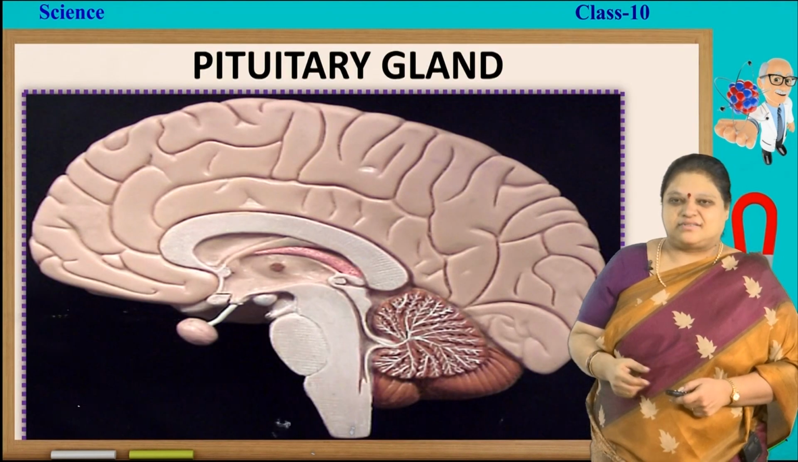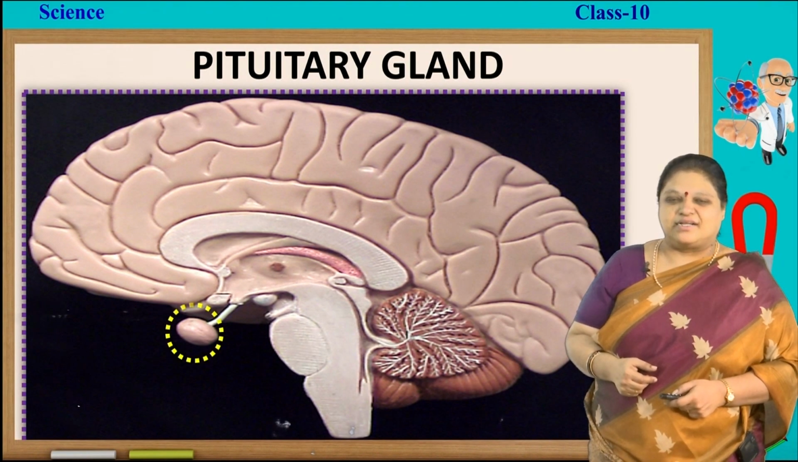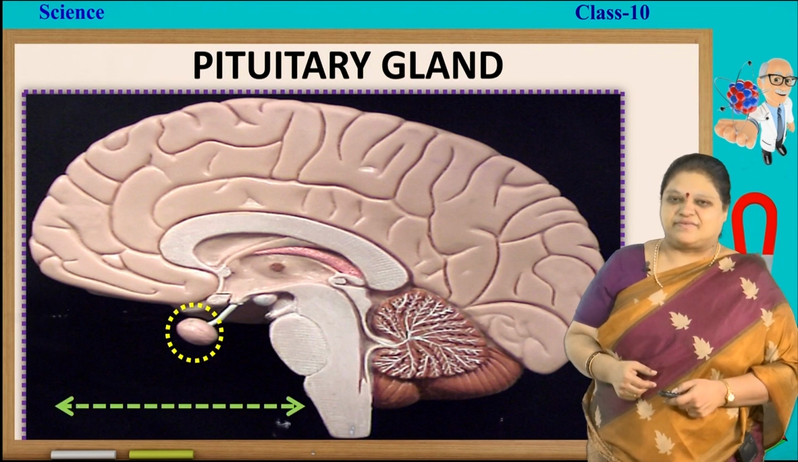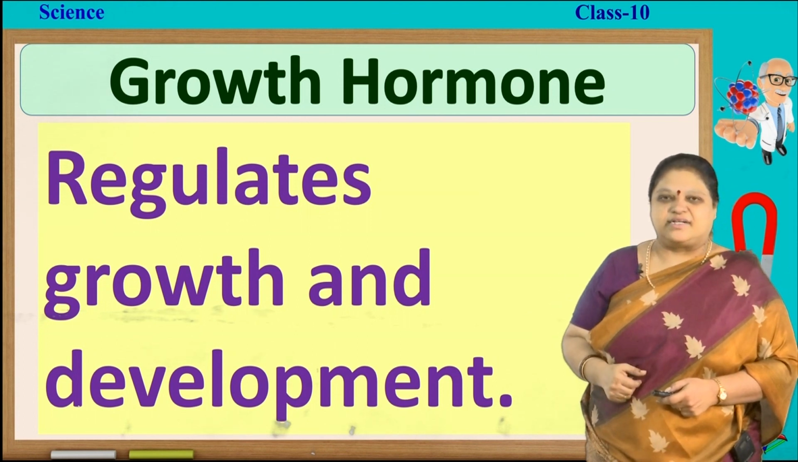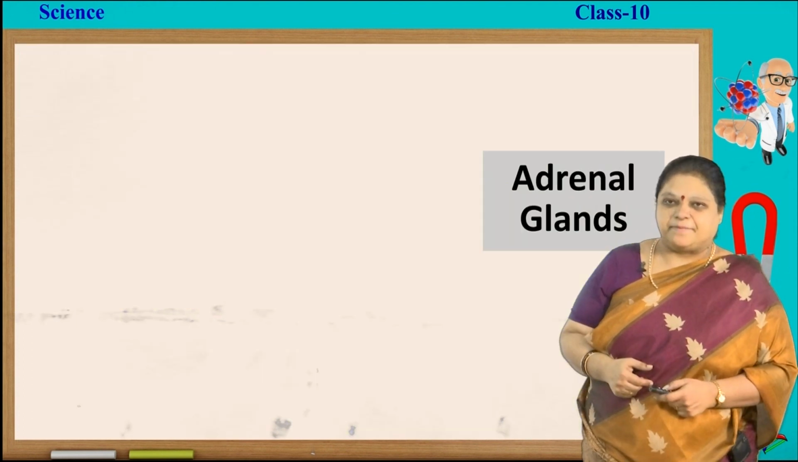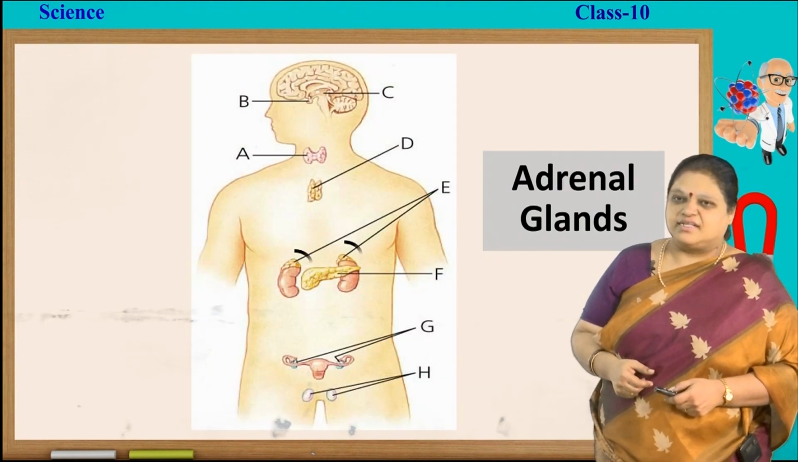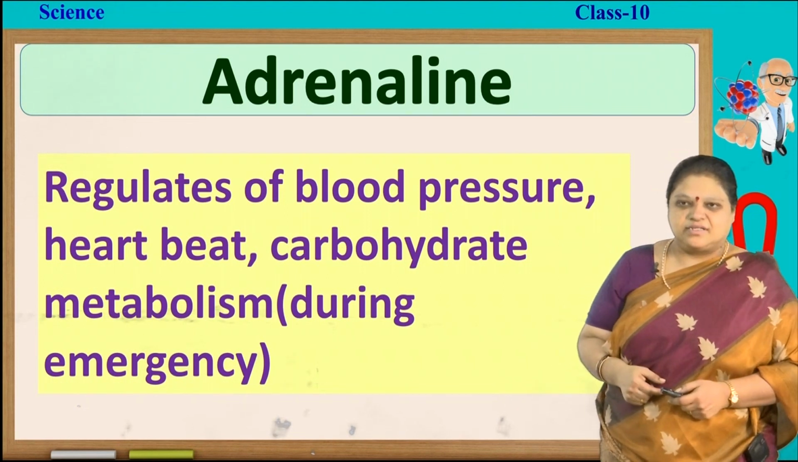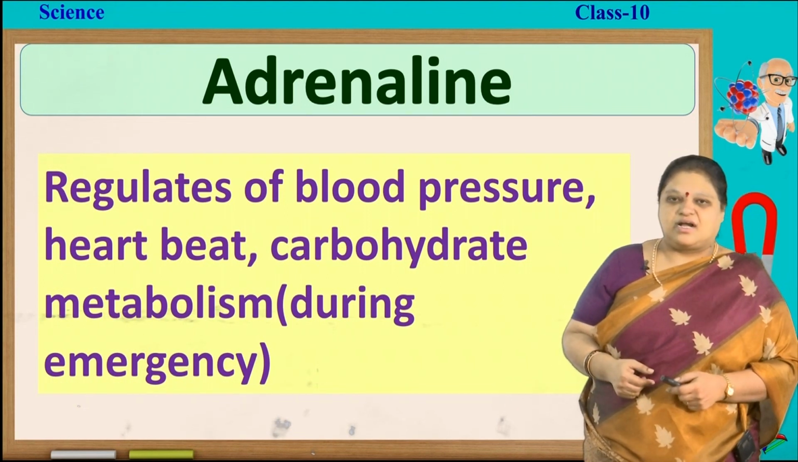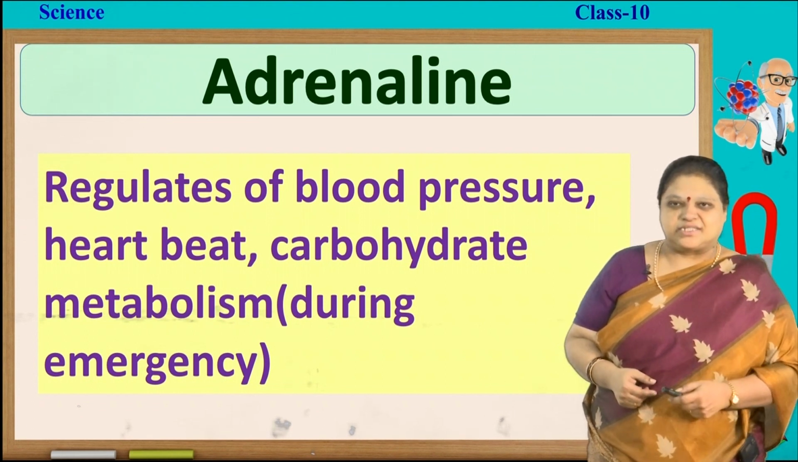Next, the most important gland, the pituitary gland, or the master gland, controls all the other activities. It is below the brain. Let us see what it does. It regulates growth and development of the body. It secretes growth hormone. Next we will see adrenal glands. They are present above the kidneys, triangular in shape, and they produce a hormone called adrenaline. It regulates blood pressure, heartbeat, carbohydrate metabolism, especially during emergencies.